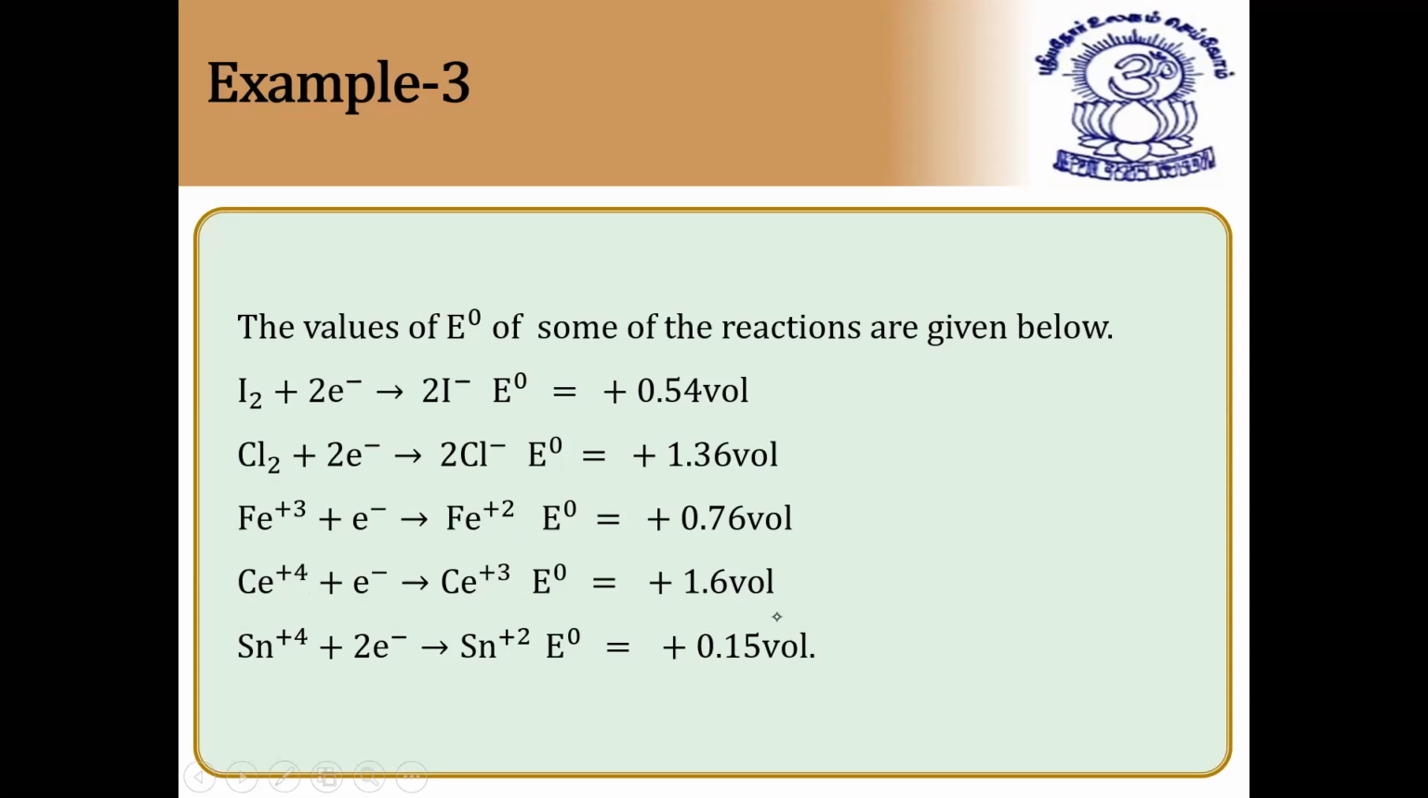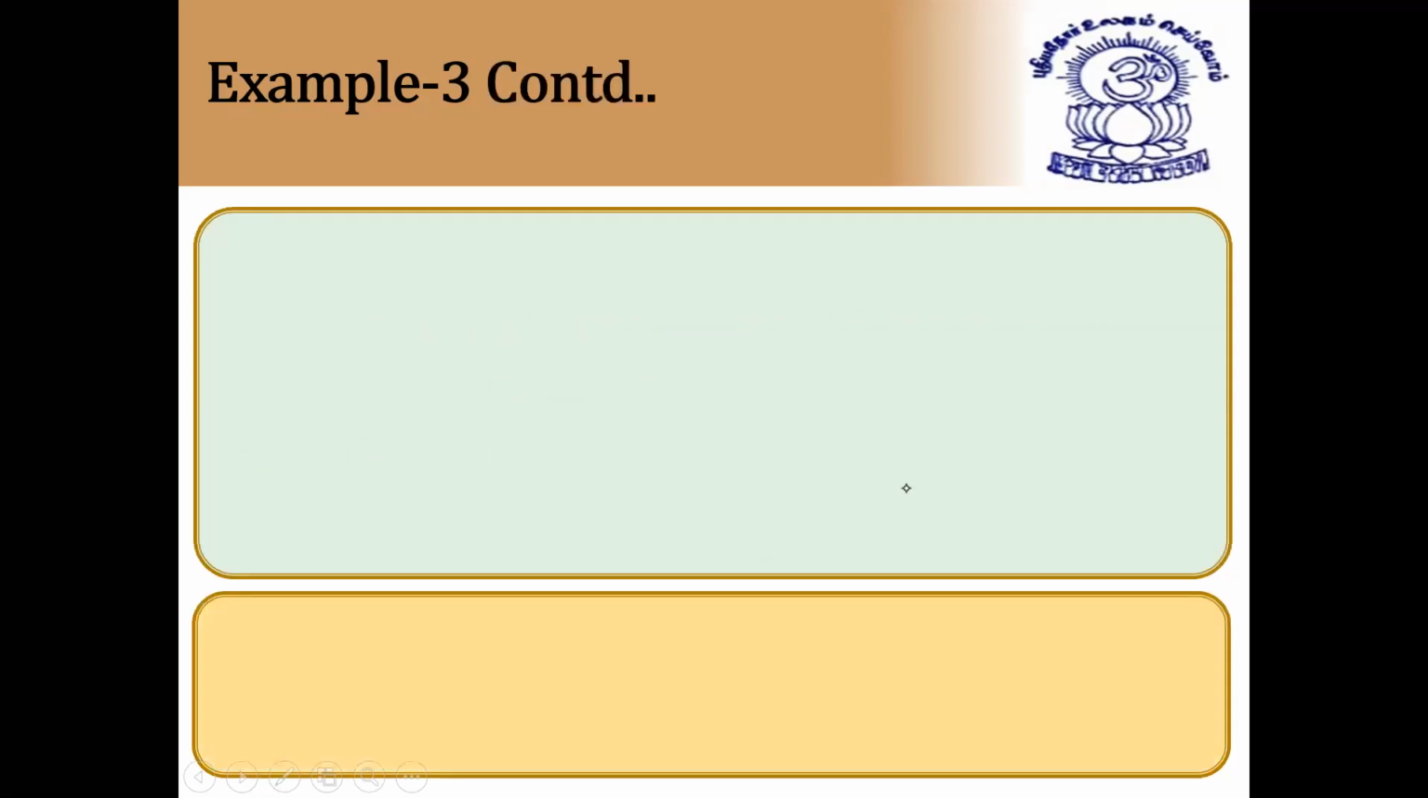So in between these two, if you compare, this is plus 0.6, this is plus 1. More positive value can be easily reduced and more negative value can be easily oxidized. So here Fe plus 3 can displace Ce plus 3. Fe plus 3 can displace Ce plus 3. So first case it is yes.